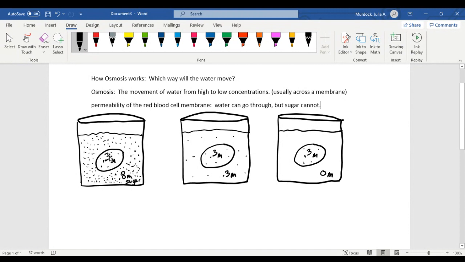So two solutions here. Same with this middle beaker. Inside it's 0.3 molar concentration, outside it's 0.3 molar concentration. These are two different solutions separated by that membrane around the red blood cell. Same over here, two solutions. One outside the cell, which is just pure water, and one inside the cell that's 0.3 molar sucrose.